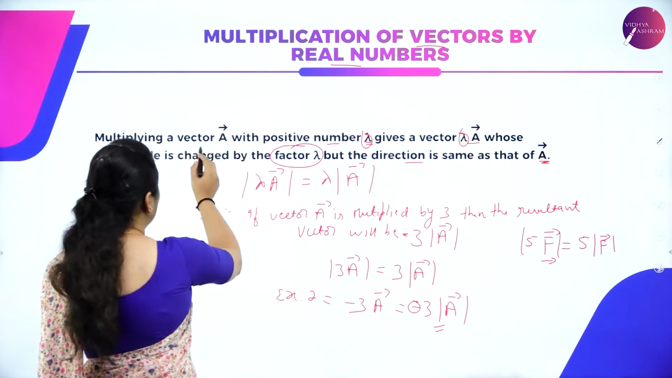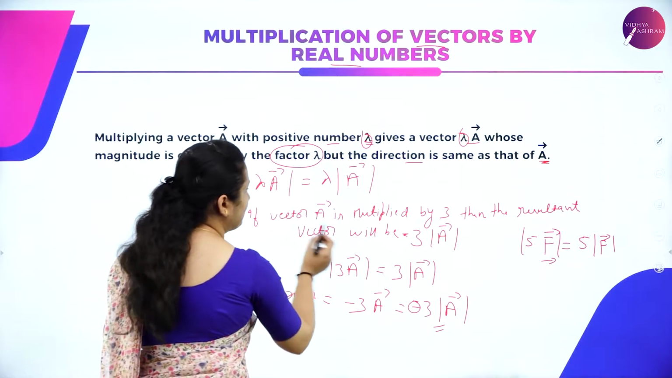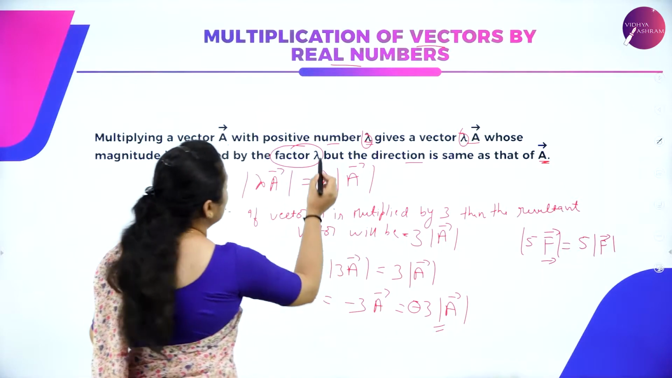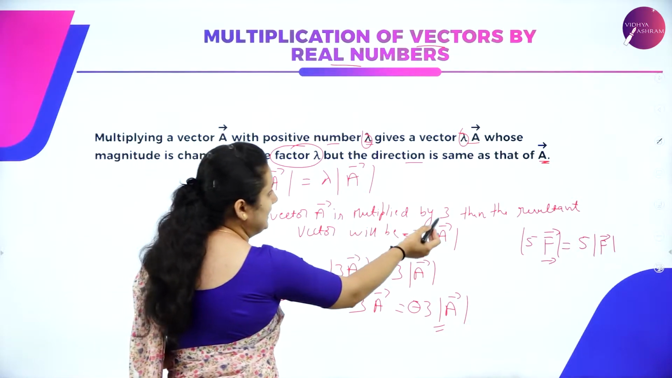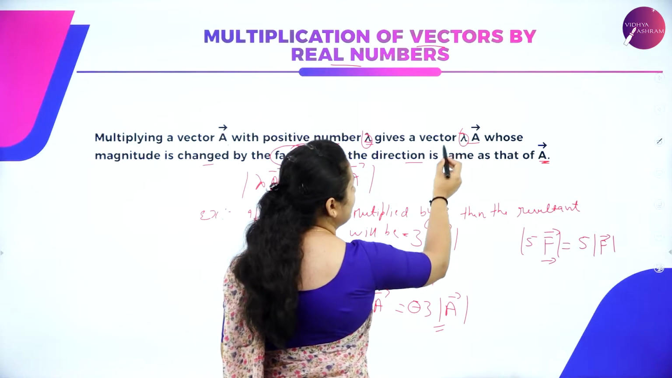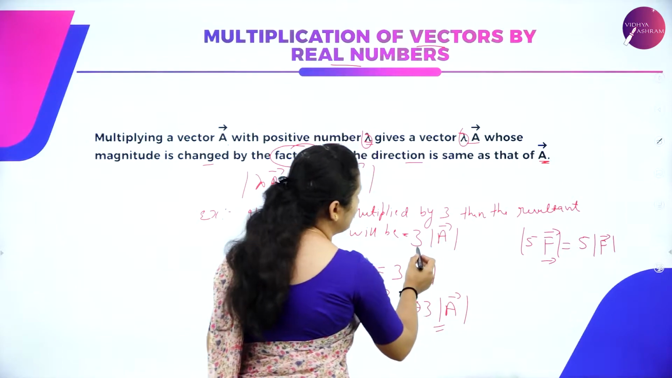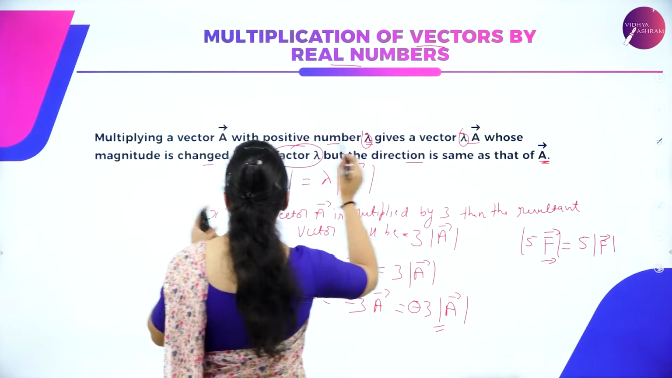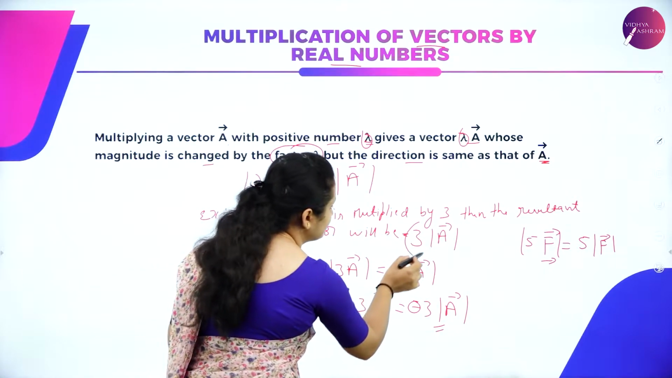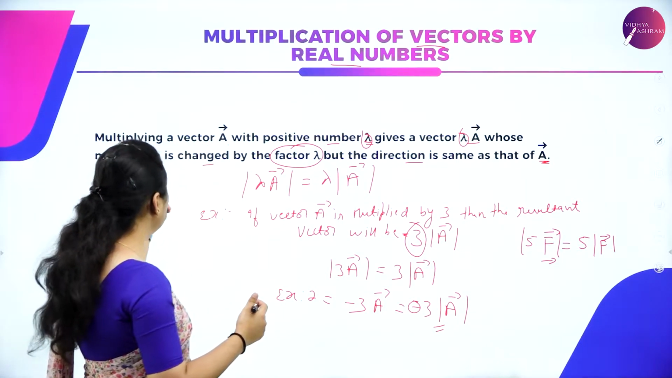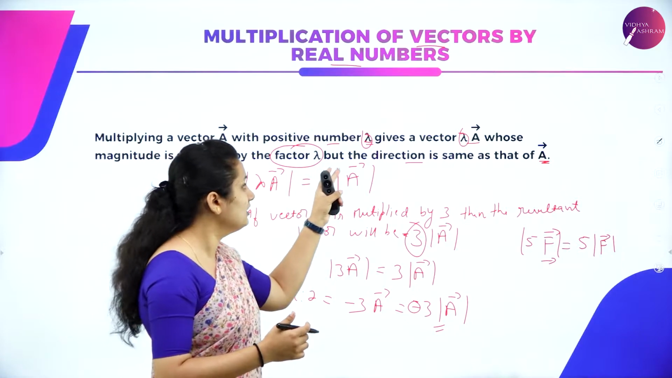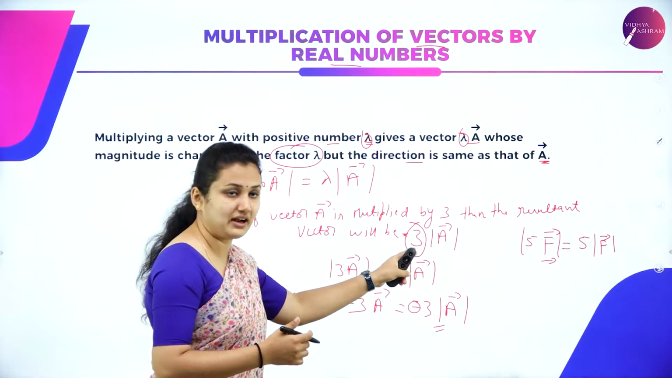So multiplying a vector A with a positive number lambda, or a positive number 3, gives a new resultant vector lambda A. Here it is 3A, whose magnitude is changed by factor 3. So a new vector is changed by the factor lambda. Here it is changed by factor 3.